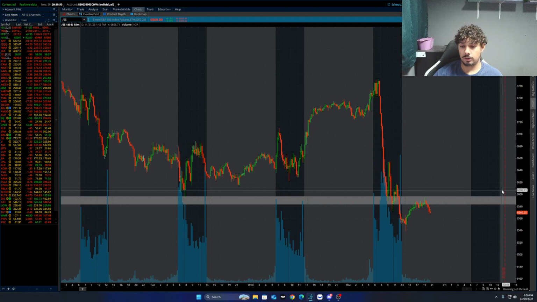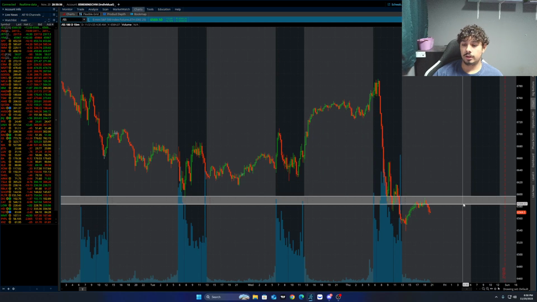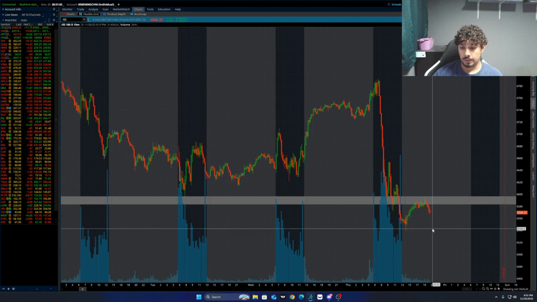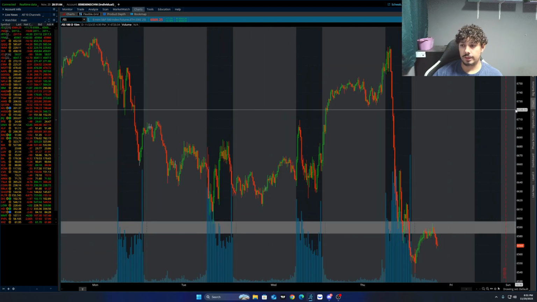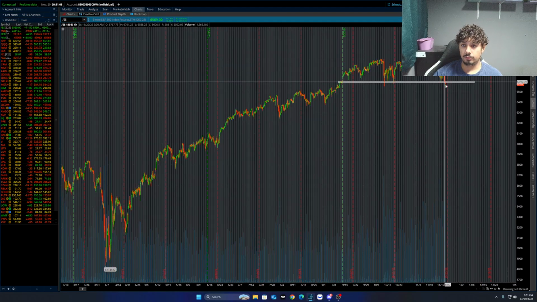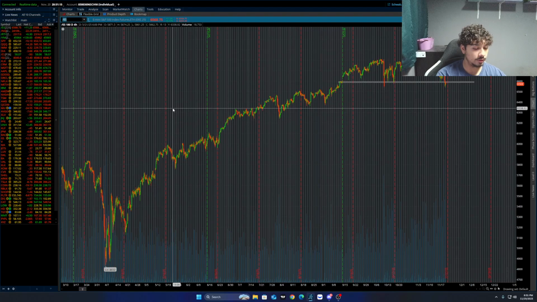Take a look where my cursor is. Most likely going to be bearish. So, any break above this box is bullish. Any rejection from this box is bearish. Other than that, nothing much else to say. So let's go ahead and move on to the next one.